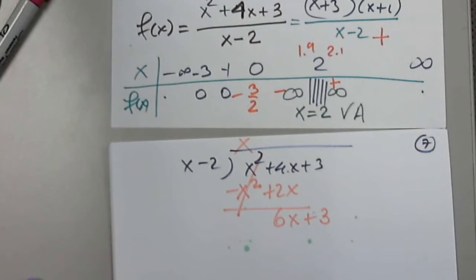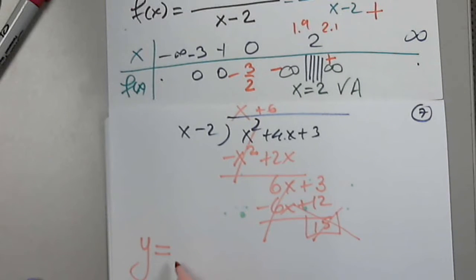Final question. X times what is 6x? Sign, I need a sign. Plus 6. Very good. So 6 times x is 6x. I subtract. And 6 times negative 2 is negative 12. Good. So I box in 15, which I don't care about. What is the quotient? Yes. Yes. So this is the quotient and this is the slant asymptote.